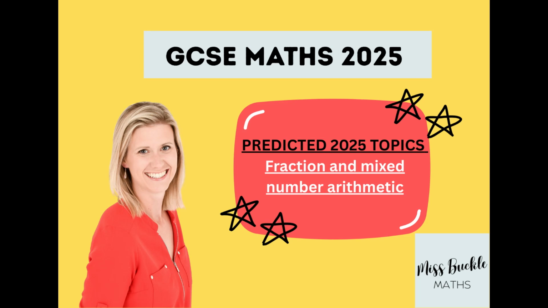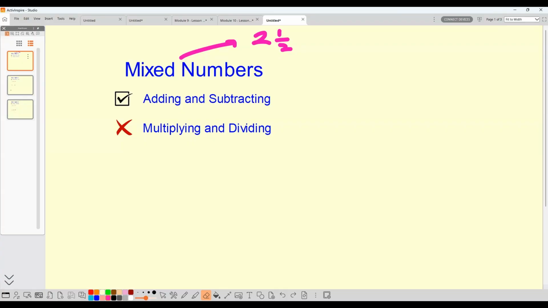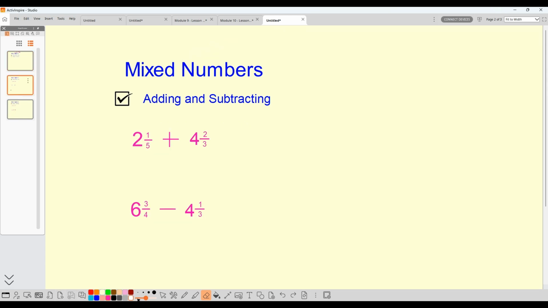Fraction arithmetic has come up over 90% of the time in the past 5 years, and this video deals with mixed fraction arithmetic. So a mixed number is an integer mixed with a fraction. You can add and subtract mixed numbers, you cannot multiply and divide mixed numbers. When adding and subtracting, go with it straight away.